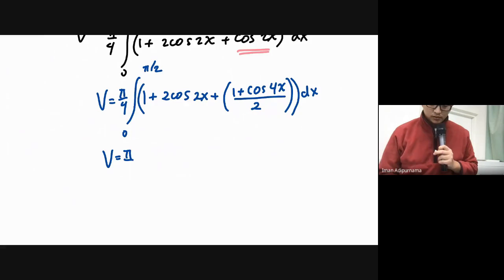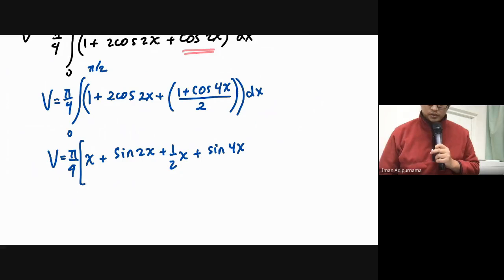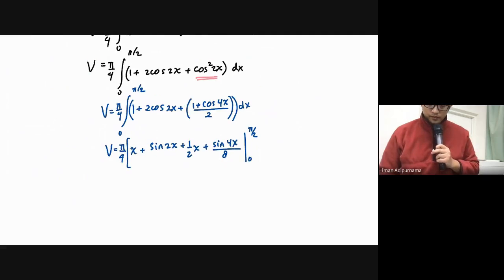Now we can integrate all separately. So 1 becomes x, and this becomes sine 2x over 2, and then multiplied by 2, and it will cancel. And plus half x plus sine 4x over, 4 times 2 becomes 8. Okay, and then it goes from 0 to pi over 2. I think you can solve this, and my calculation is 3 over 16 pi squared.